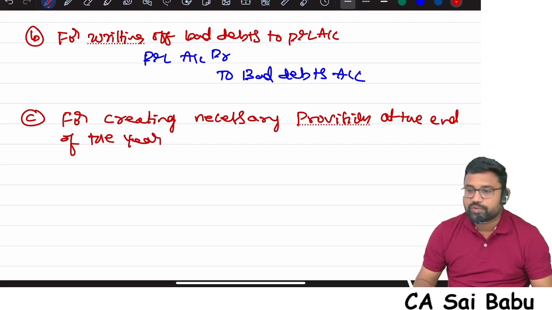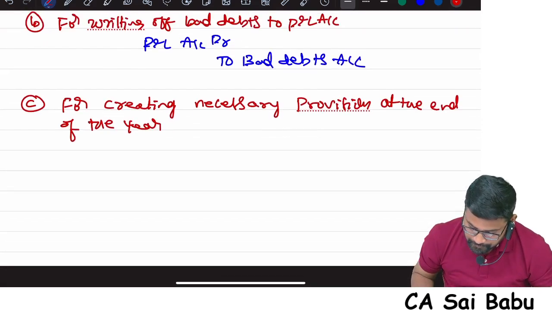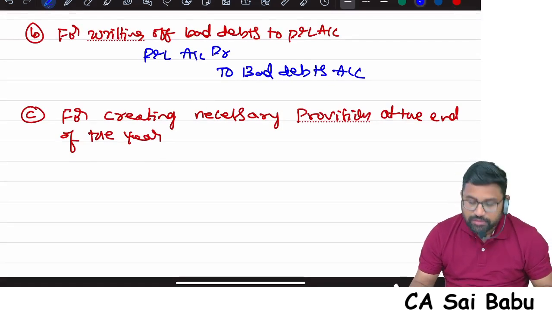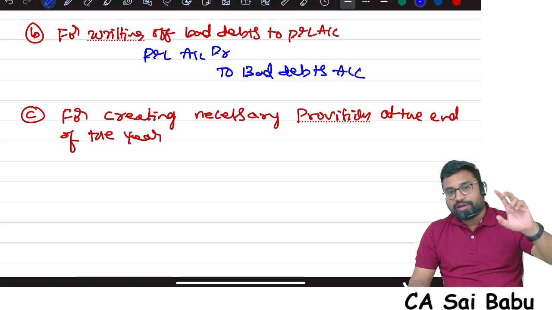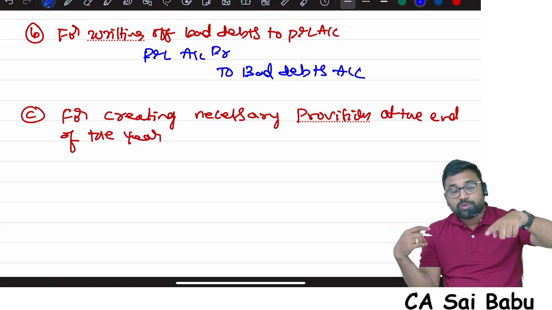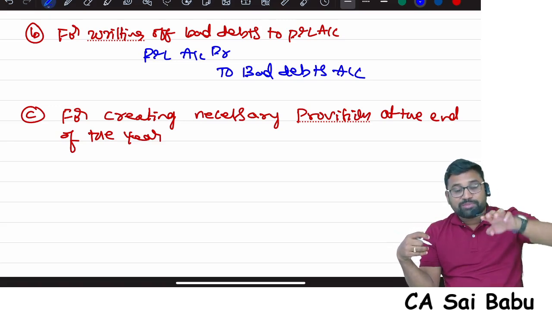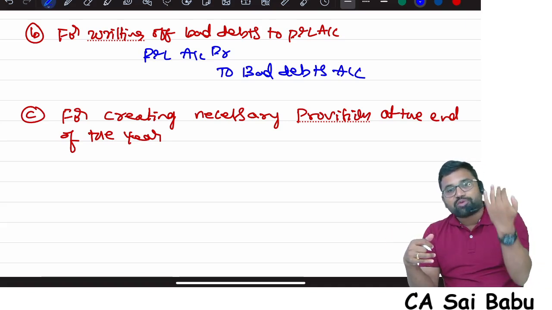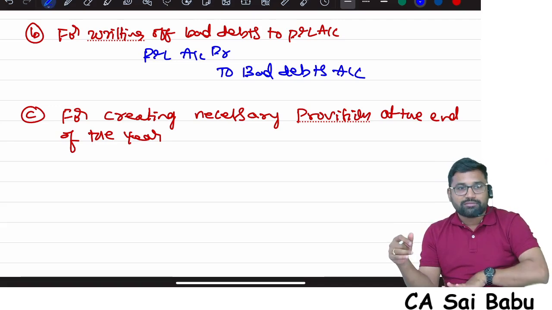Creating necessary provision at the end of the year. How much provision do I create at the end of the year? Simple. If my closing provision required is more than the opening provision, I need to create it now: P&L to provision. If my closing provision required is less than the opening provision, whatever the excess provision is, I have to write it off. That is provision to P&L.